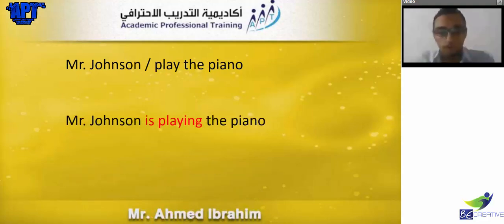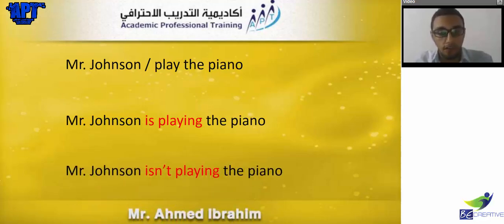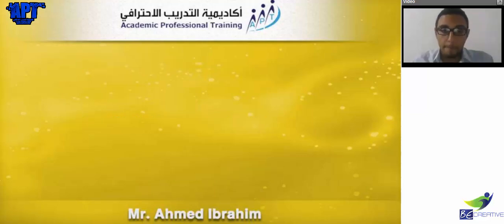The sentence: Mrs. Johnson is playing the piano. Is, because Mrs. Johnson here is one person, singular, so we use is. Mrs. Johnson is playing the piano. The negative form: Mrs. Johnson isn't playing the piano. Another example.